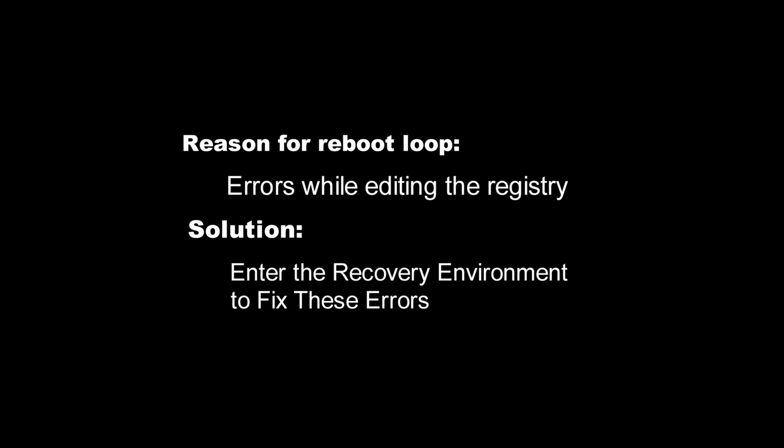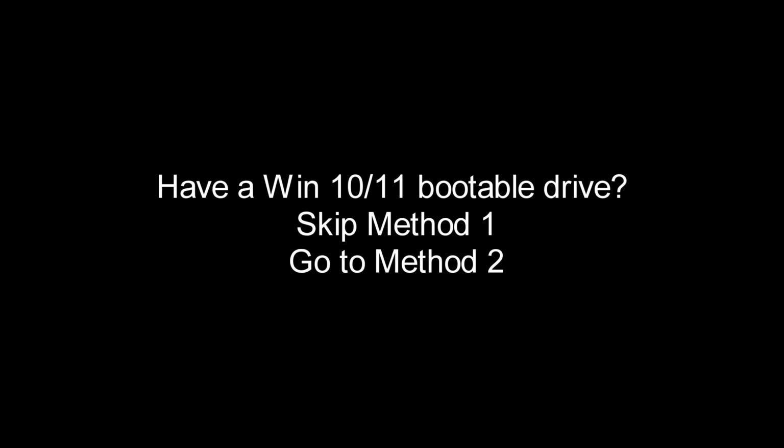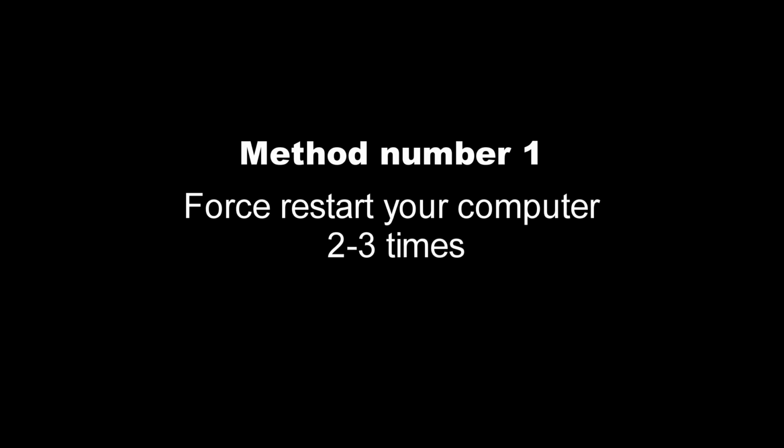and to restore the registry changes to their original state, we need to enter the system recovery environment, which can be done in two ways. If you have a bootable USB flash drive with Windows 10 or Windows 11, skip the first method and go directly to the second. Method number 1, force restart.